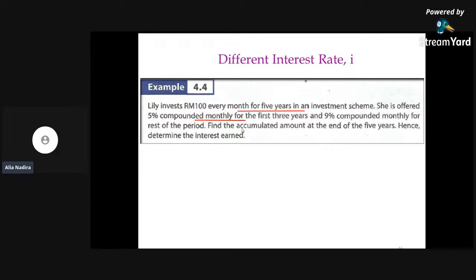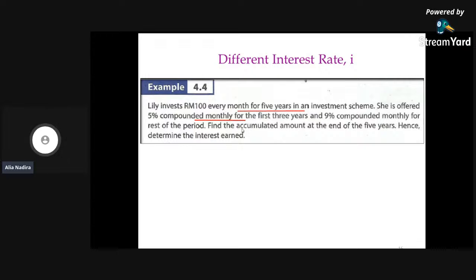Now, let's say we have different interest rates. We have different interest rates. So we have two values of I. This one is something you have actually done in compound interest too, where we have the case of two different I.